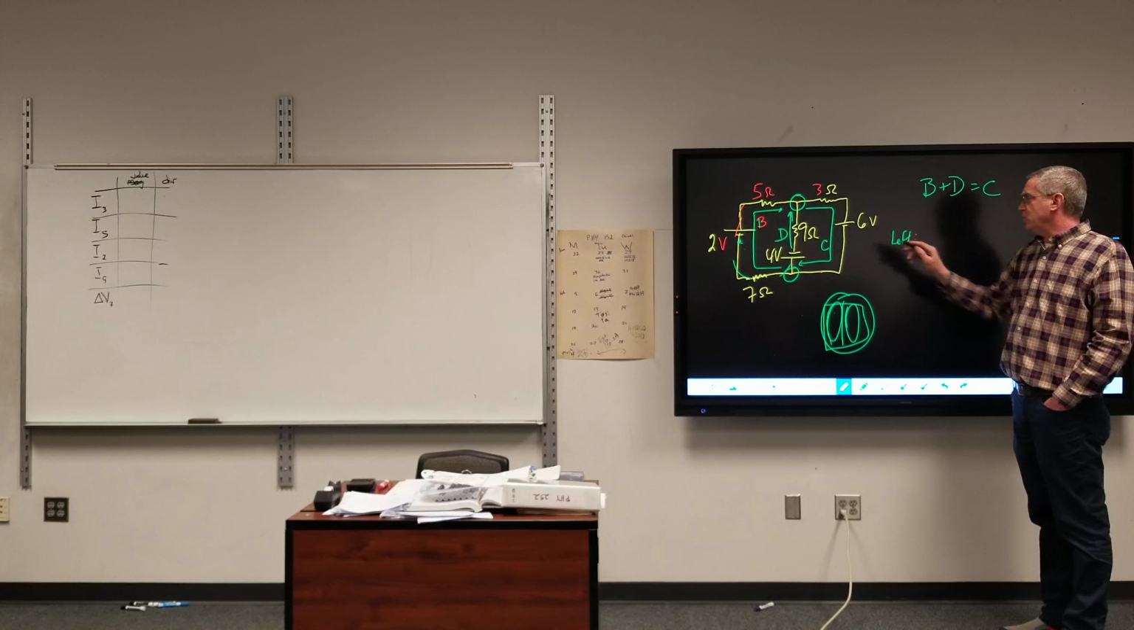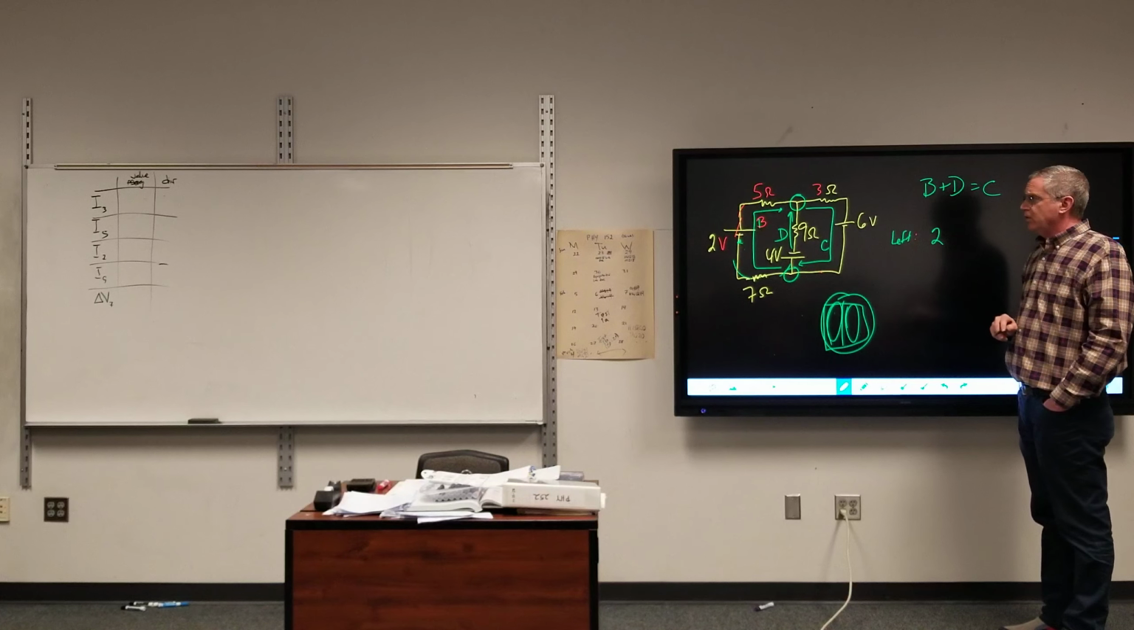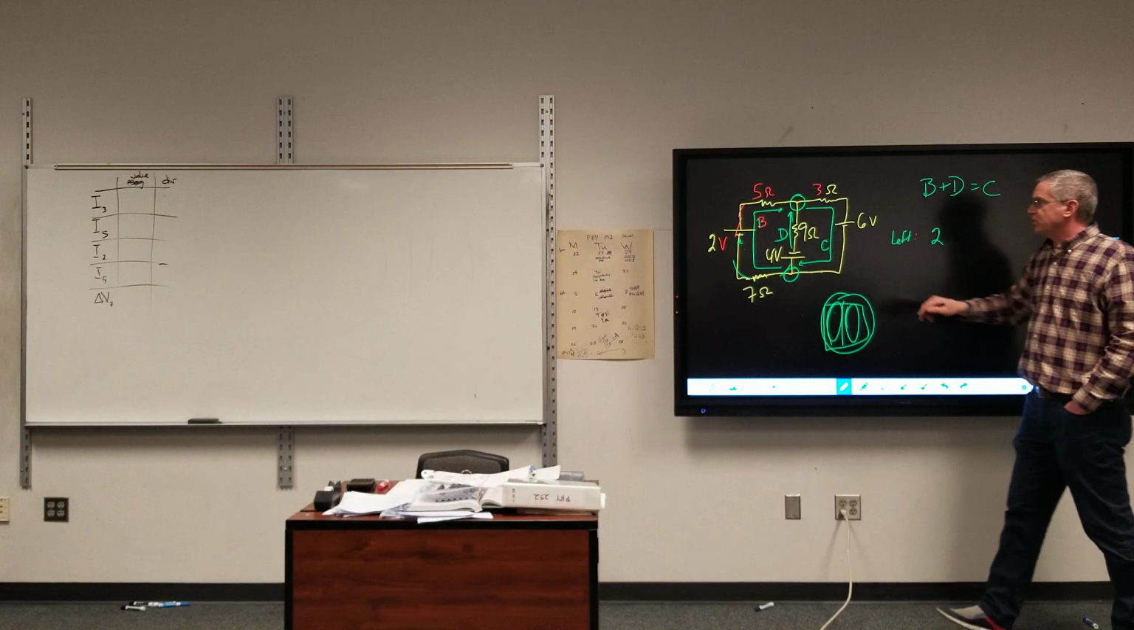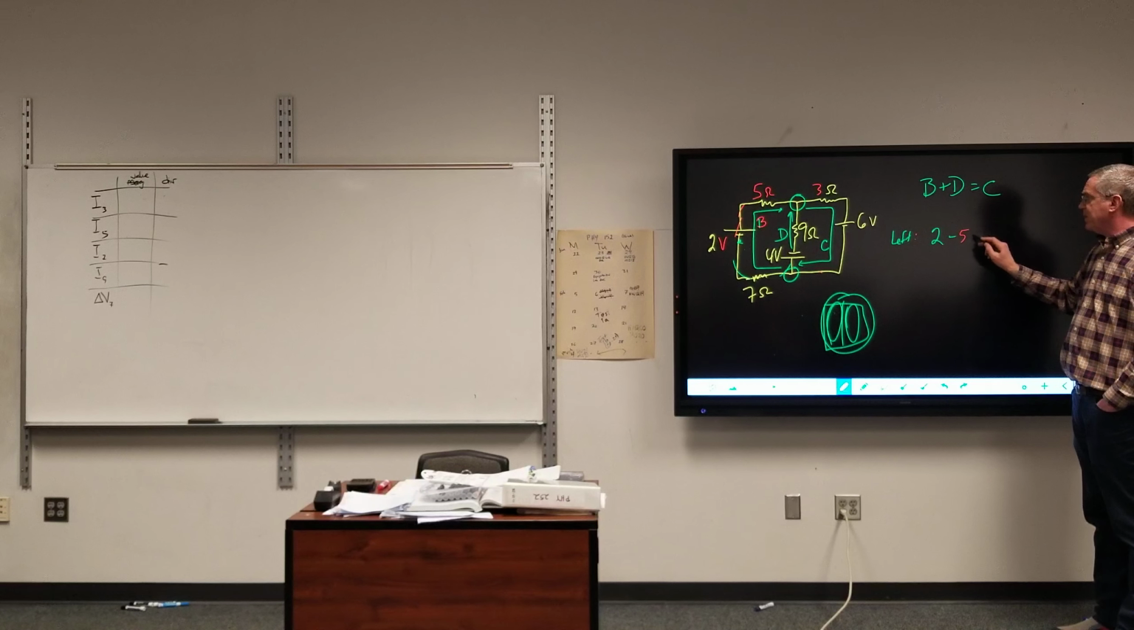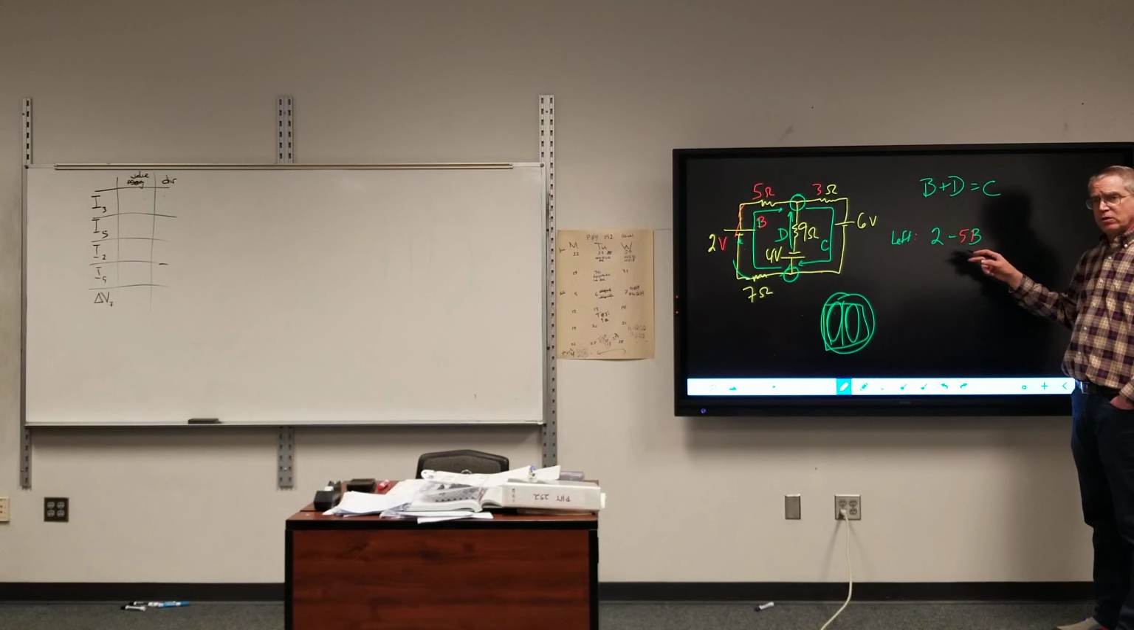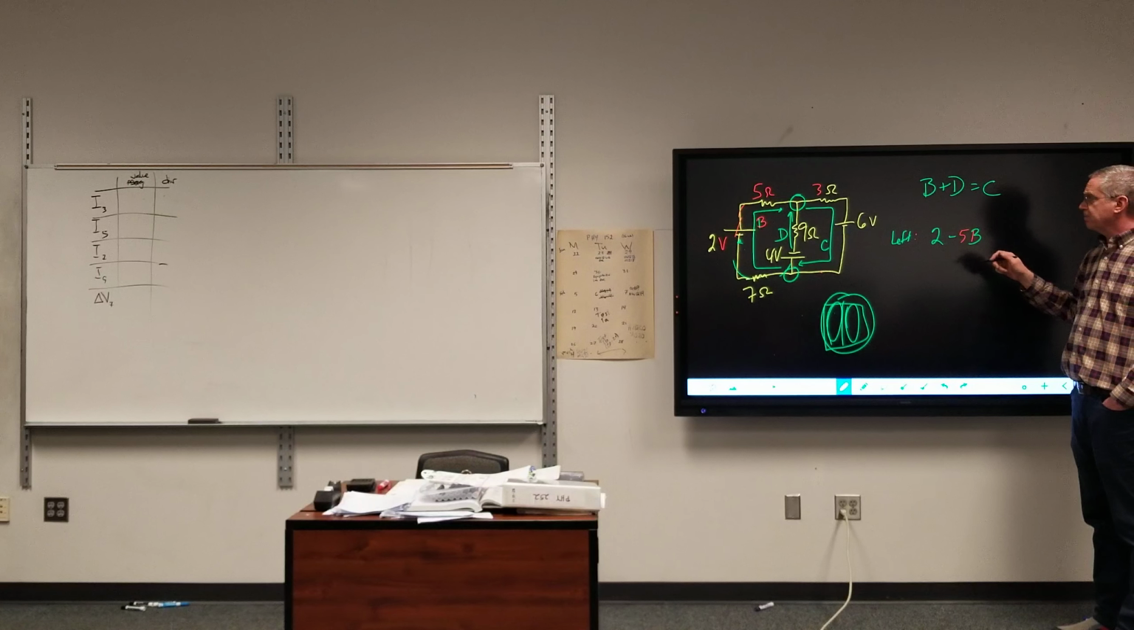So first thing I do is I go across the 2-volt power supply. Now I'm cruising across my 5 ohm resistor there. I'm going with the current that I assigned B, so it's minus 5B. This is just Ohm's law. This is current times resistance.